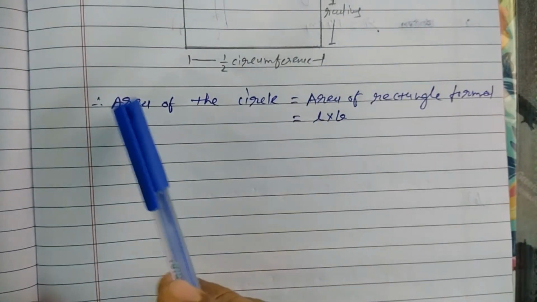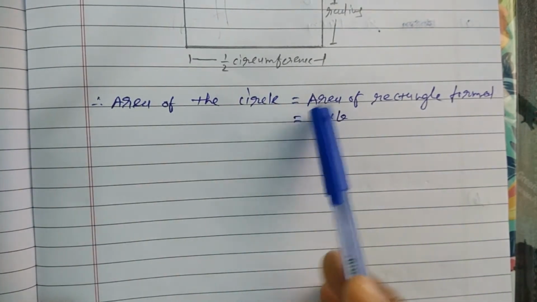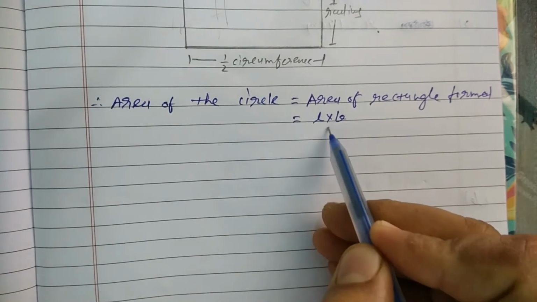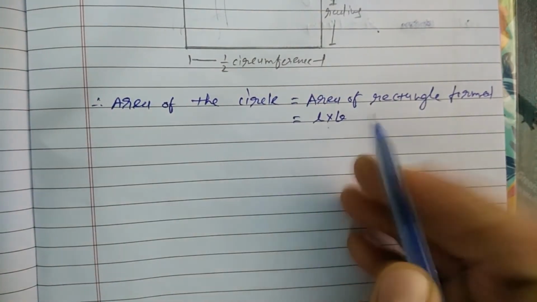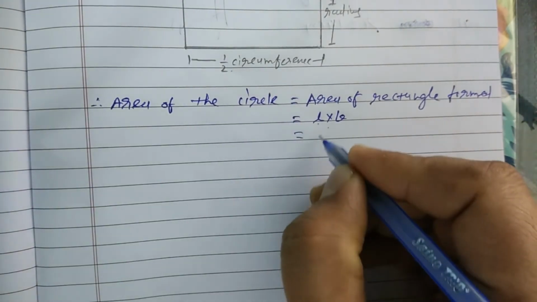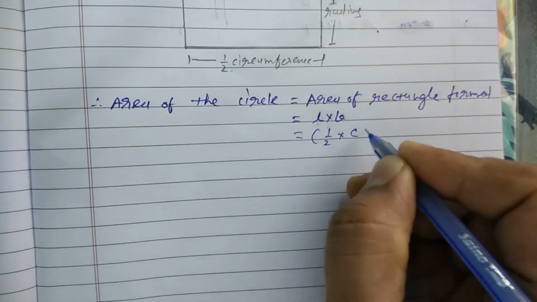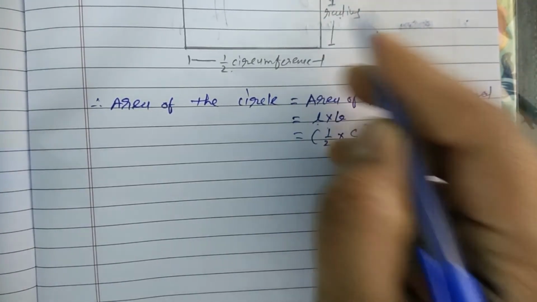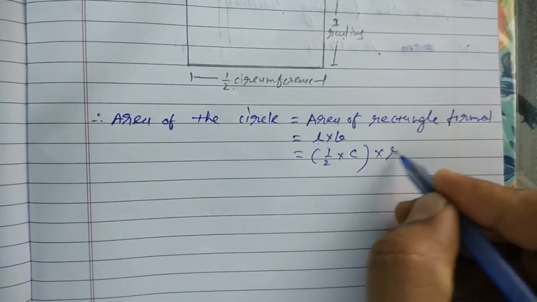So here, the area of the circle is equal to the area of the rectangle which we have formed. Area of a rectangle, we know, is length multiplied by breadth. So what is the length? That is half of the circumference. So here we will write 1/2 multiplied by circumference, capital C, multiplied by breadth. Breadth is what? One radius. So here we will write R.